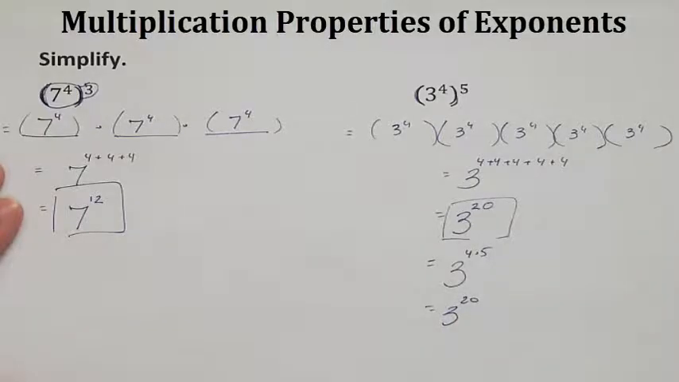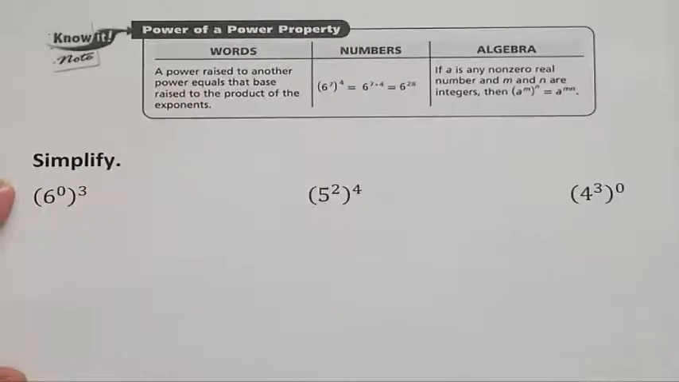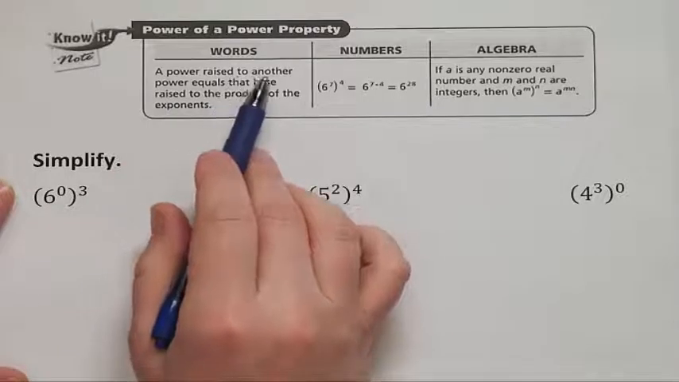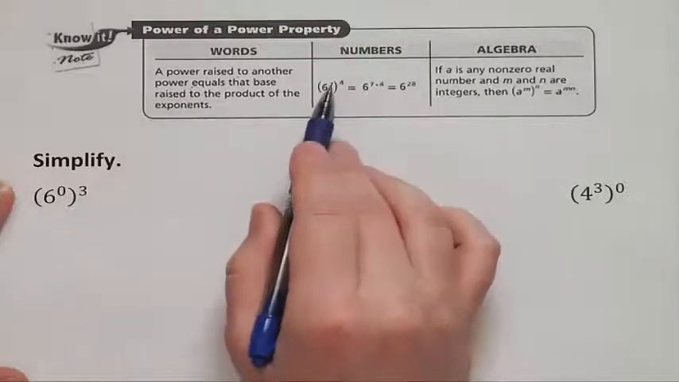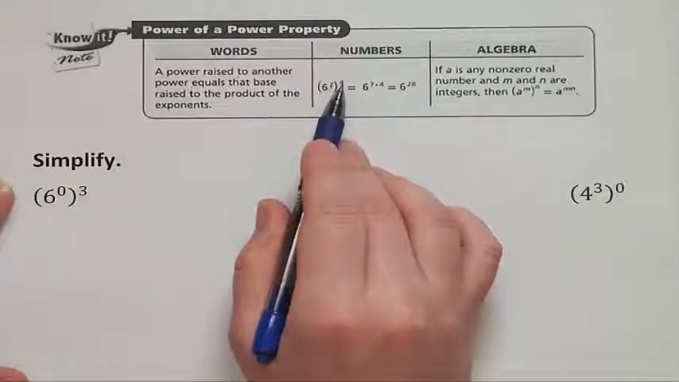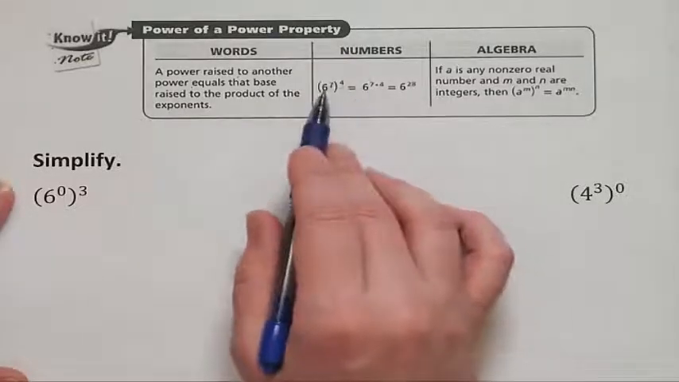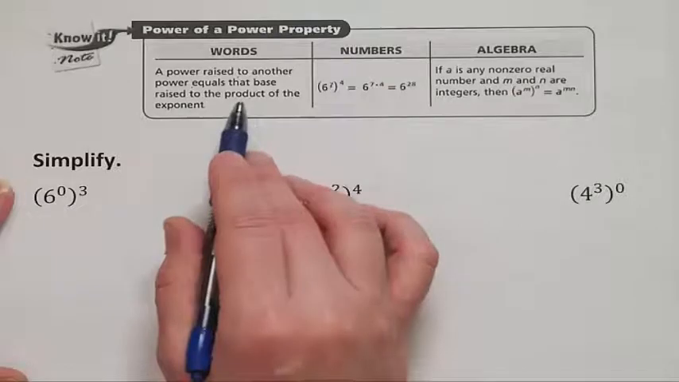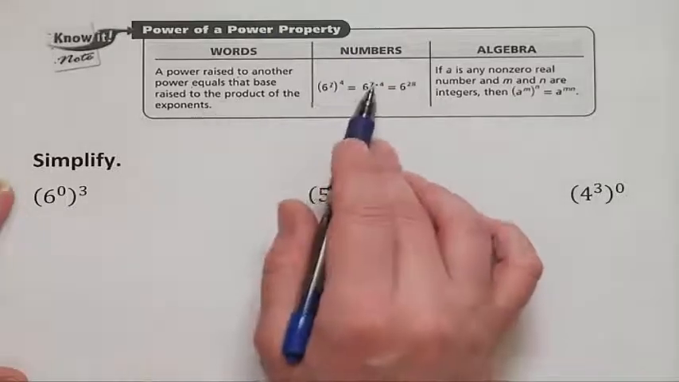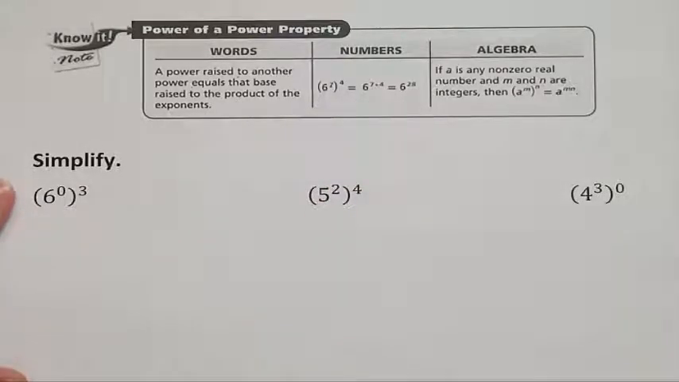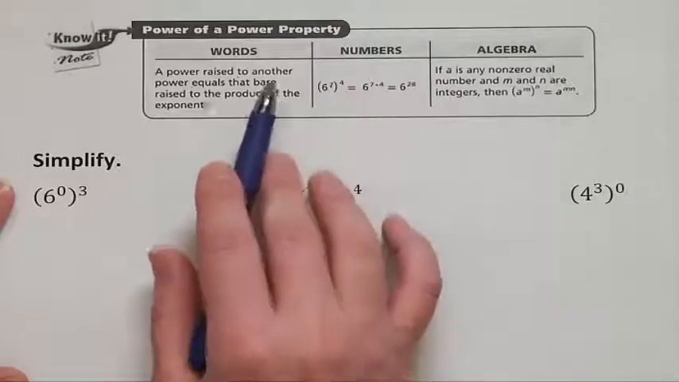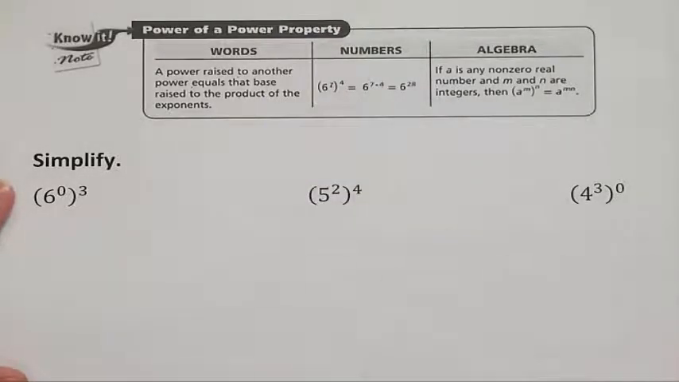Let's go ahead and see what the book says about the rule. So our book says a power raised to another power. So you have a power raised to another power. This is going to equal that base, so it's the same base, raised to the product of the exponents, which means you multiply the exponents. So it looks like the rule that we discovered is correct. So let's go ahead and apply the rule to these problems.